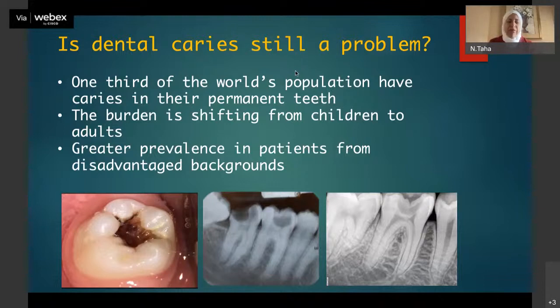Previously, it was more common to find grossly carious teeth, such as these ones in newly erupted sixes in young children. But now with an aging population, we get to see more and more deep carious lesions in the permanent teeth of adults, with, of course, greater prevalence in patients from disadvantaged or low socioeconomic backgrounds.